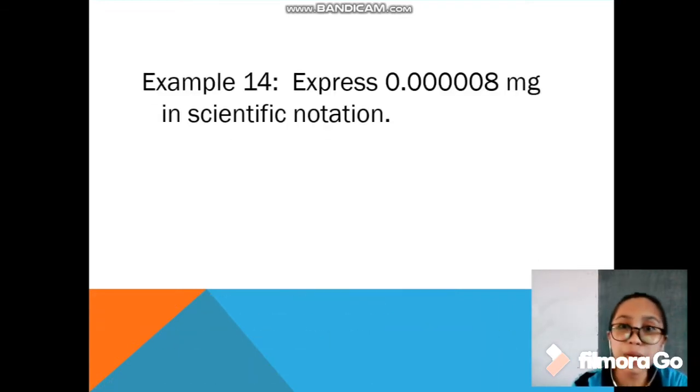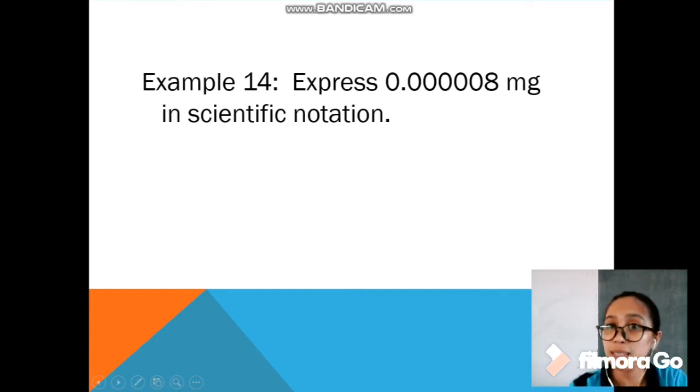Next, we have: express 0.000008 milligrams in scientific notation. So if we're going to move the decimal point to the right, it means negative exponent or negative power. Okay? So, 1, 2, 3, 4, 5. You can't stop there, because 0.8 is not a whole number. So we're going to move it here.